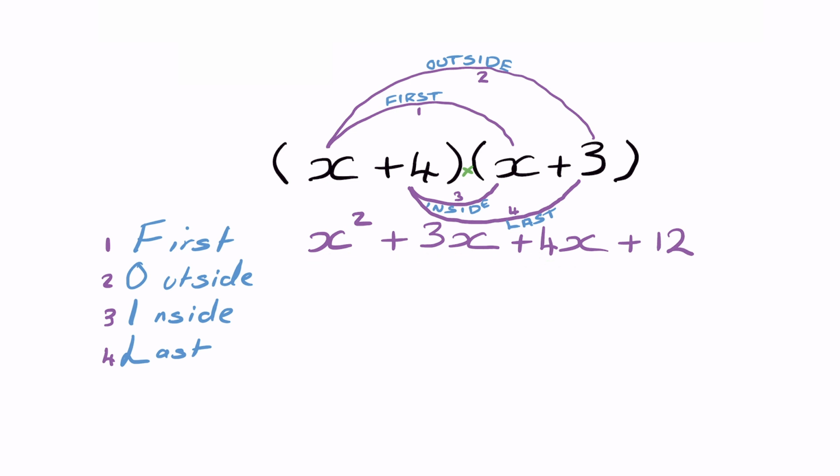So the only terms which are like each other that can be collected, they can be simplified, is this positive 3x and that positive 4x there. So you would rewrite this expression as x squared plus 3x plus 4x gives us 7x plus the 12. Let's practice a couple more.